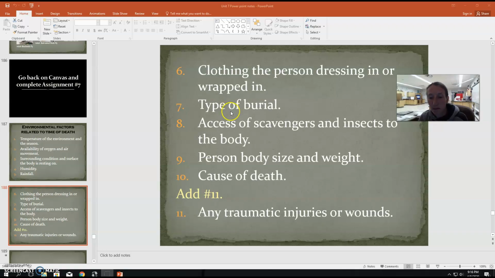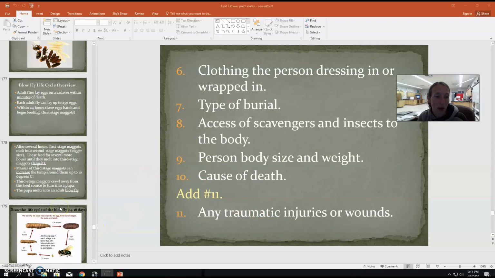Access of bugs, obviously the more insects, scavengers, coyotes, anything that can get to the body and break it down more, it's going to speed up decomposition. Okay, the more obese you are, the heavier you are, it's going to slow down decomposition more because it acts as an insulator and slows it down. Okay? All right, and once again, the more open wounds, injuries, the higher chance you have of bacteria, scavengers coming and helping to accelerate decomp.